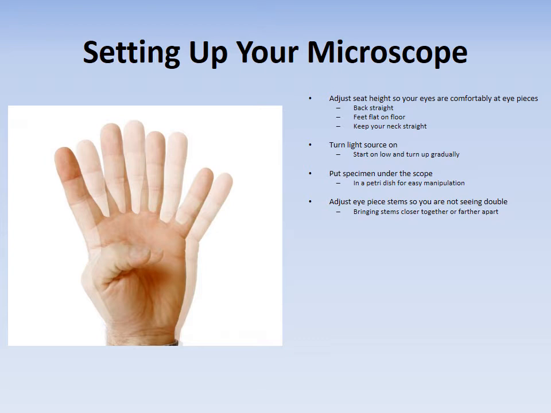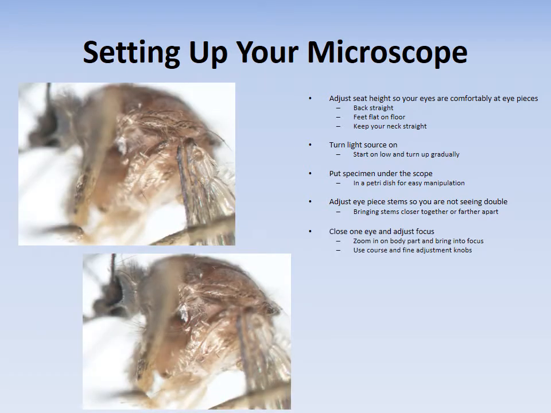It's not going to be perfect at this moment, but you are going to adjust the eyepieces by bringing them in closer or farther, so that you're only seeing one of your specimen. It might not be in focus yet because we haven't fixed that, but you want to see just one and not have it be doubled like this. Then we're going to work on the focus.